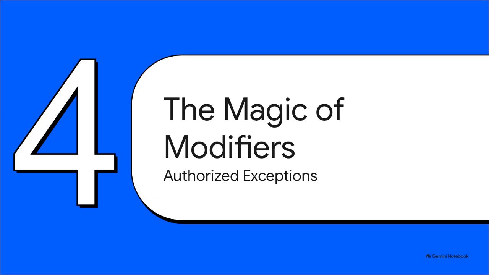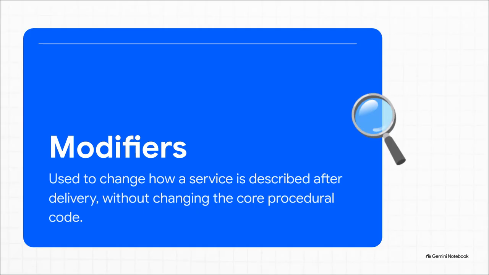All right, Section 4, the magic of modifiers. So what exactly is a modifier? Simply put, a modifier is a two-character code added right to the end of a CPT code. It allows the coder to change how a service is described to the insurance company without altering the core procedural code itself.